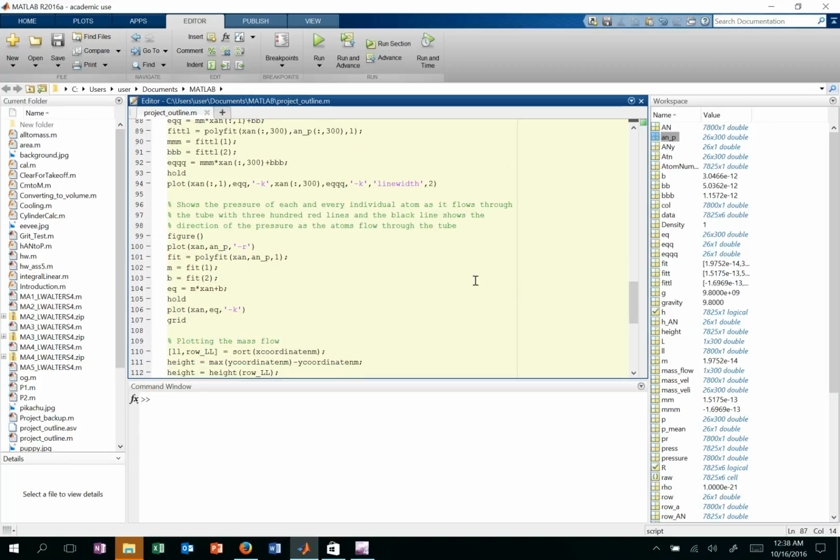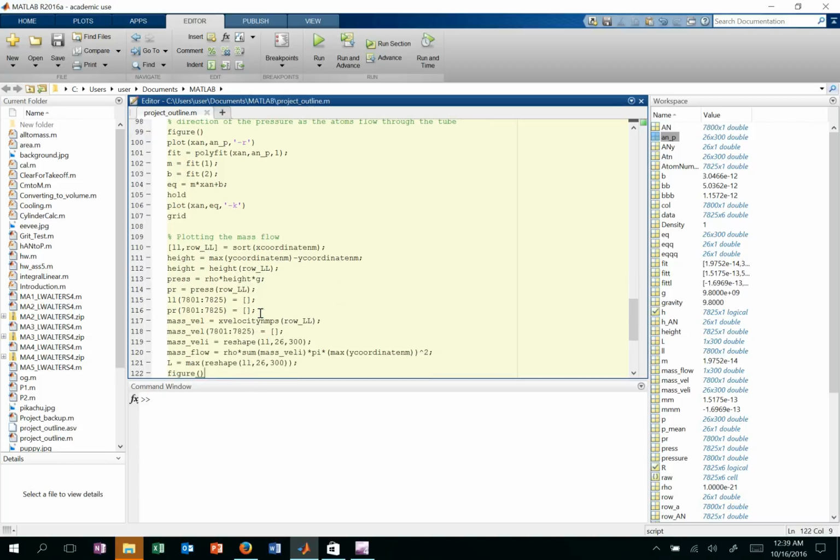Besides that, we can do a lot of other stuff, like we can show the pressure for each individual atom as it flows through the tube, and we basically just do that by taking the Zan that we found here, but rather than just taking the first column, we just list all of it, and that will plot actually 300 lines. And then we also want to find the slope of this one too, so we're going to polyfit that into an equation so we can get the slope of that and find the direction of the pressure as a function of distance through the tube.